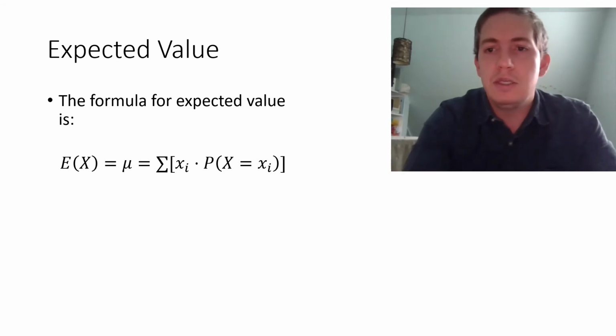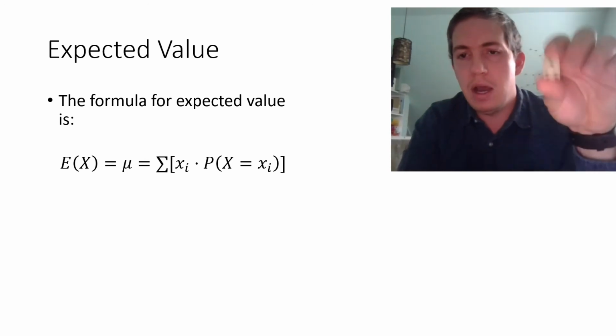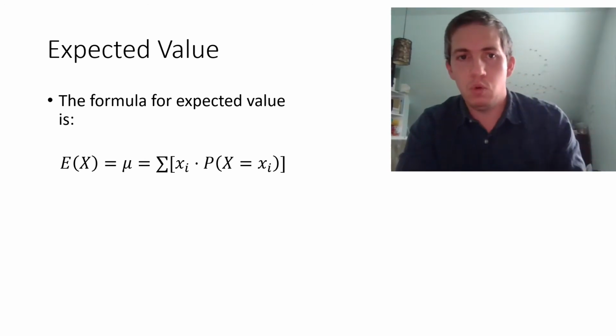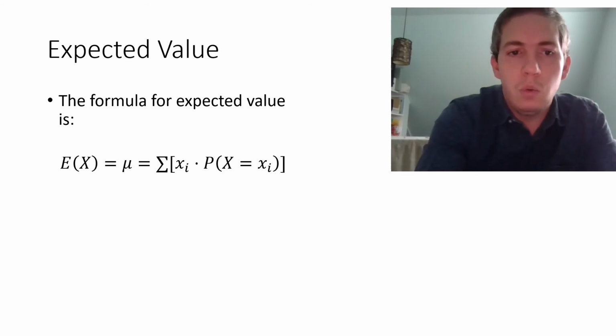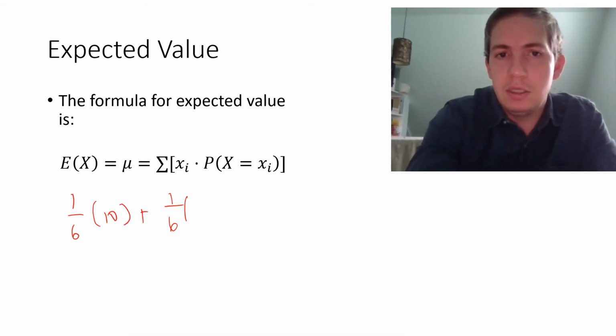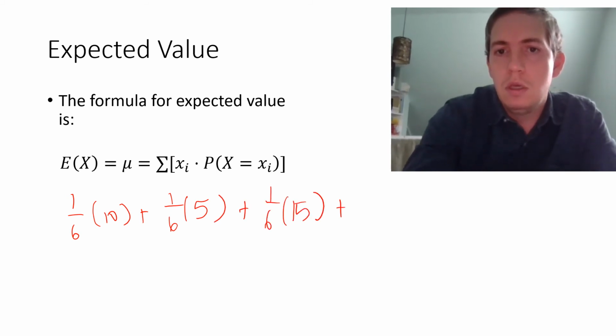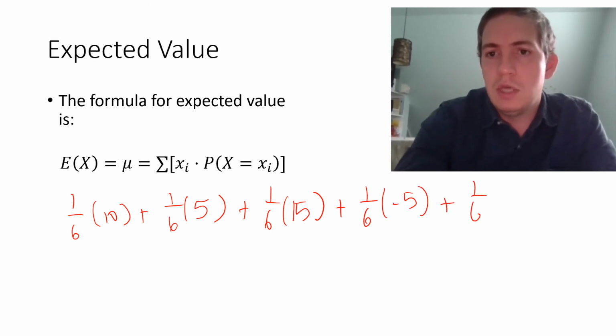The expected value is the average amount of points you should expect to get each time you roll the die, or each time you run the probability experiment. So the idea is that 1/6 of the time we should have expected to get 10 points. And 1/6 of the time we should have expected to get 5 points. And 1/6 of the time, 15 points. And 1/6 of the time, negative 5 points. And 1/6 of the time, negative 25 points. And 1/6 of the time, 0 points.